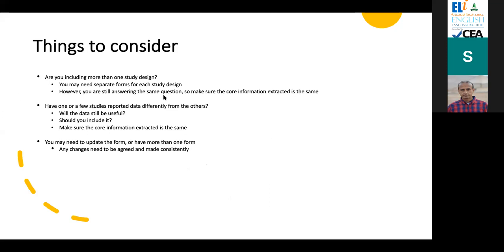And it says that you are still answering the same question. So make sure the core information extracted is the same. This is very important and relevant. It should be related to the specific question. Again and again, we are saying the same thing, but this is crucial. So these are some other tips that we can consider while doing this.